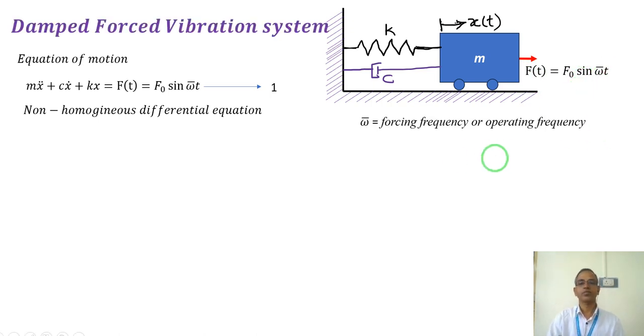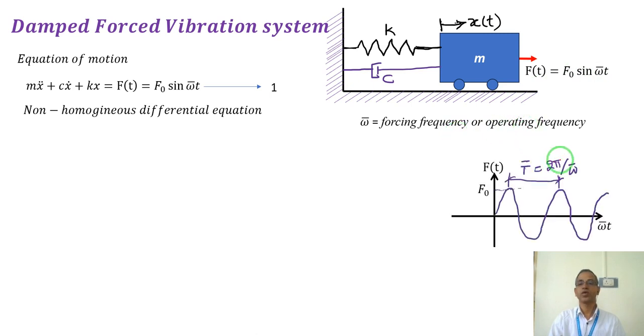Then this particular frequency is the forcing frequency or operating frequency. If you look at the system, the forcing varies like a sine, and the maximum amplitude is your f naught.